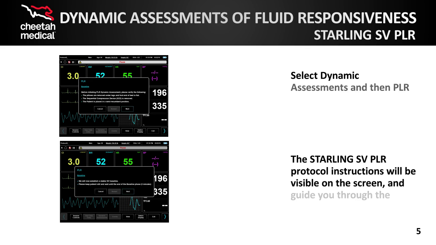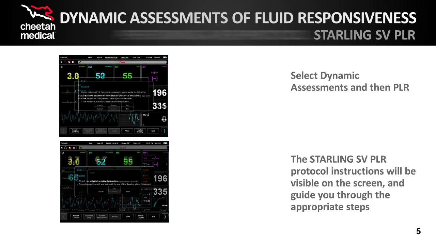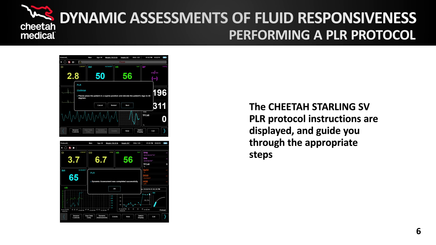The baseline phase will run for 3 minutes, and you can track the time on the upper right-hand corner. Once the baseline measurements are complete, the Cheetah Starling SV system will direct the user through the remainder of the PLR protocol. Directions are clearly visible on the touchscreen, as you can see here.